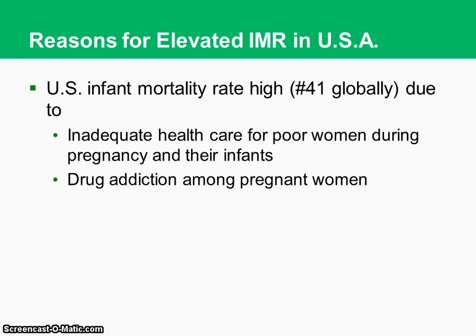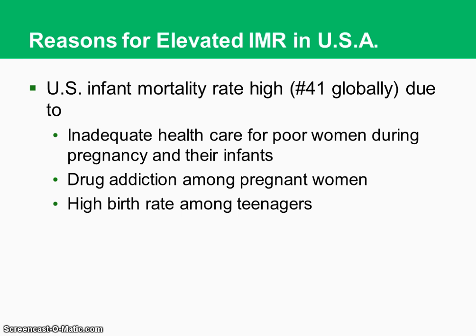And the third one can't be stressed enough, especially to the population I'm speaking to. It's a high birth rate among teenagers. Teenage bodies are not designed to carry full-term pregnancies. And so when we see teenagers, especially very young, 13 and 14, getting pregnant, having children, those children are low birth weight, those children are not fully developed as far as their lungs, and so those children have a very high likelihood of dying before their first birthday.